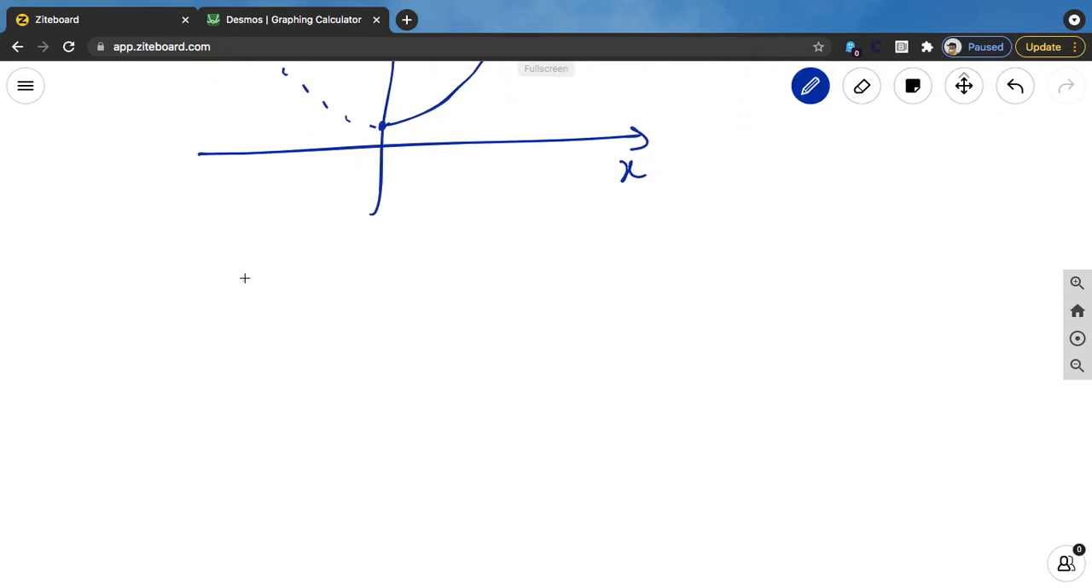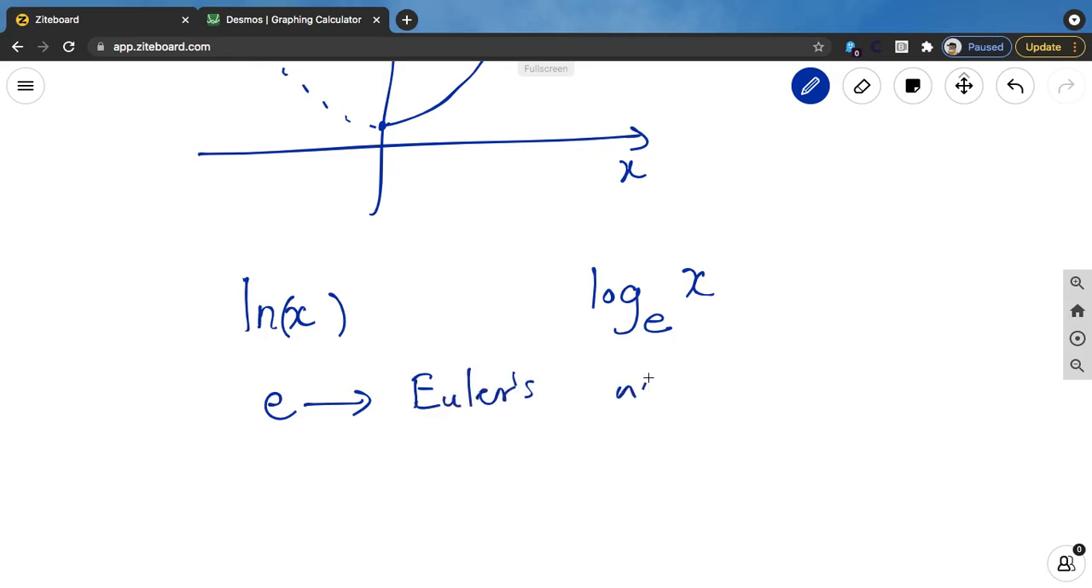So let's start with the parent function. We'll start with ln x. When I say ln x, it is log x to the base e. What is e? E is the Euler's number. It is an irrational number whose value is 2.718 dot dot dot.